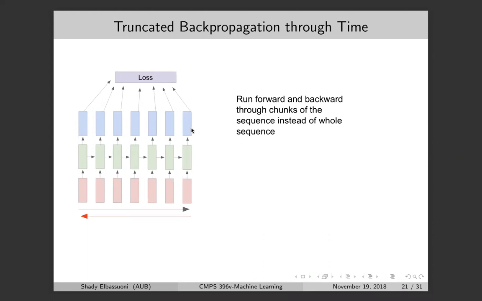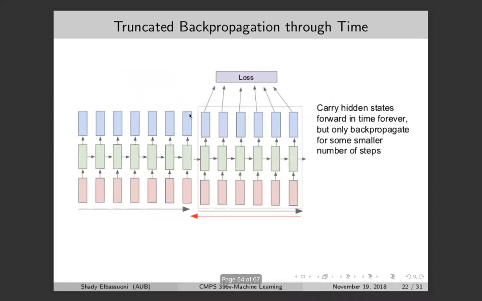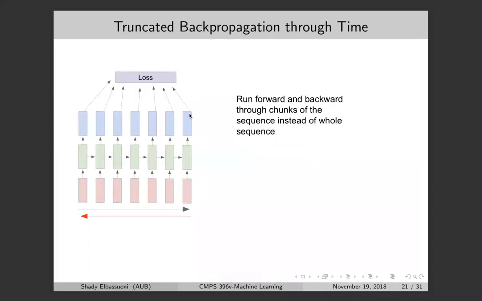So now you're not multiplying by W to the power of n, where n is the length of the sequence. You're only multiplying by W to the power of 7. So you're not really exploding or vanishing the gradient too much. Questions? Okay.